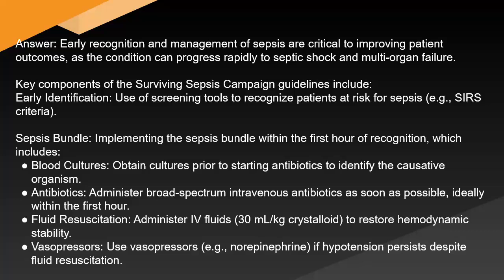Key components of the Surviving Sepsis Campaign guidelines include early identification: use of screening tools to recognize patients at risk for sepsis, e.g., SIRS criteria. Sepsis bundle: implementing the sepsis bundle within the first hour of recognition, which includes blood cultures. Obtain cultures prior to starting antibiotics to identify the causative organism. Antibiotics: administer broad-spectrum intravenous antibiotics as soon as possible, ideally within the first hour. Fluid resuscitation: administer IV fluids, 30 mL/kg crystalloid, to restore hemodynamic stability. Vasopressors: use vasopressors, e.g., norepinephrine, if hypotension persists despite fluid resuscitation.